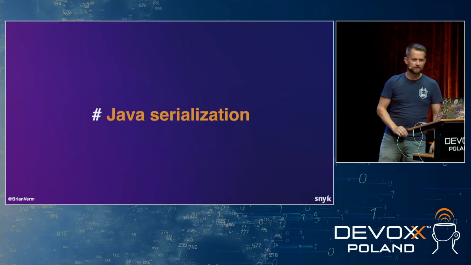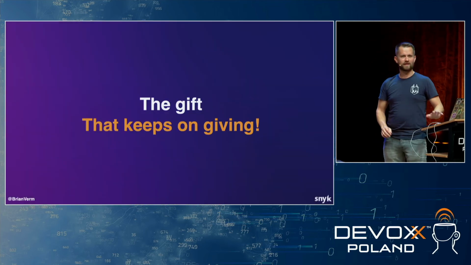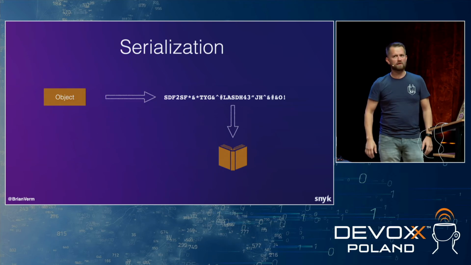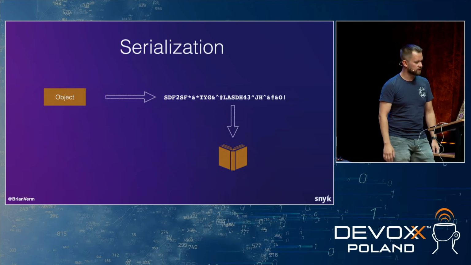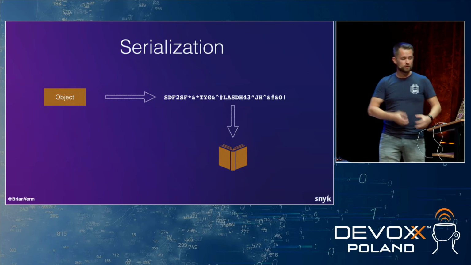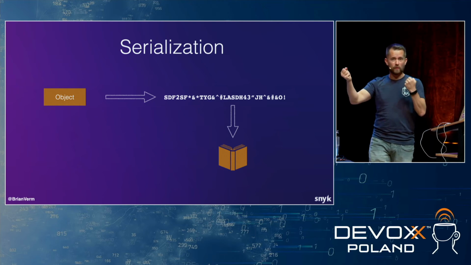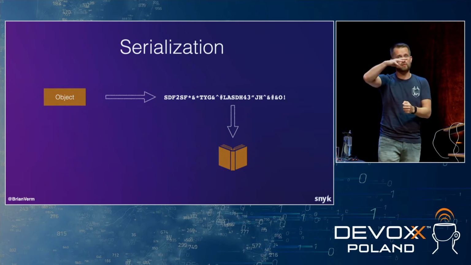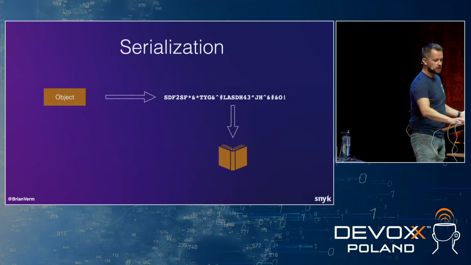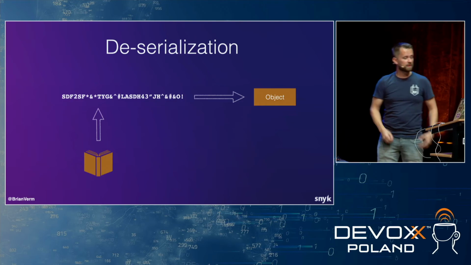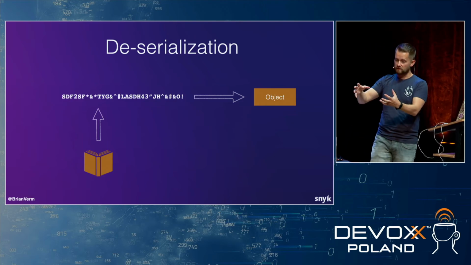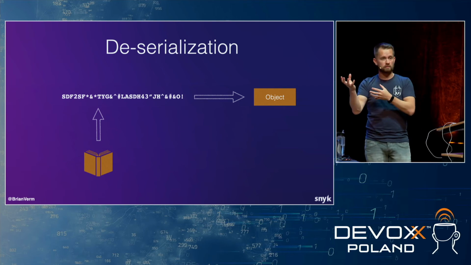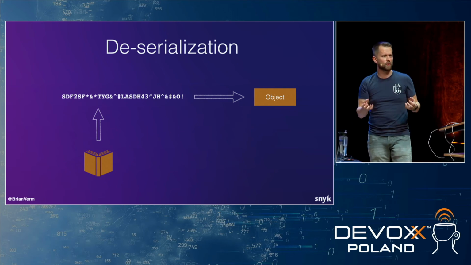Java serialization, or the gift that keeps on giving. Well, for those who don't know Java serialization, basically you have an object, we translate it into a byte stream, and we can store that byte stream either in a file or we put it over the line to somewhere else. On the other side, we can do deserialization. And with deserialization, you take that byte stream from a file and you turn it back into an object.